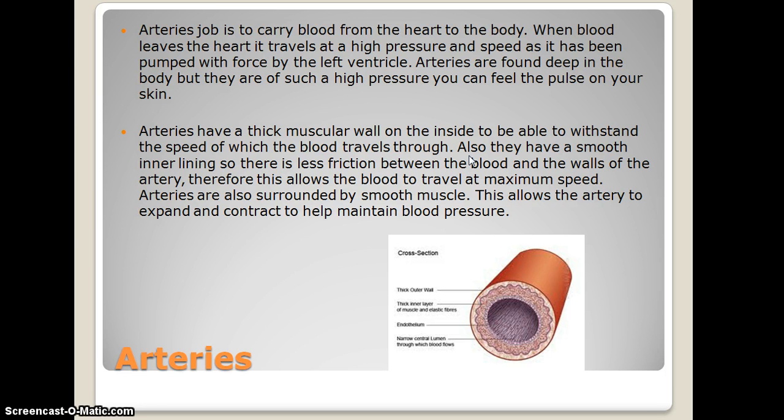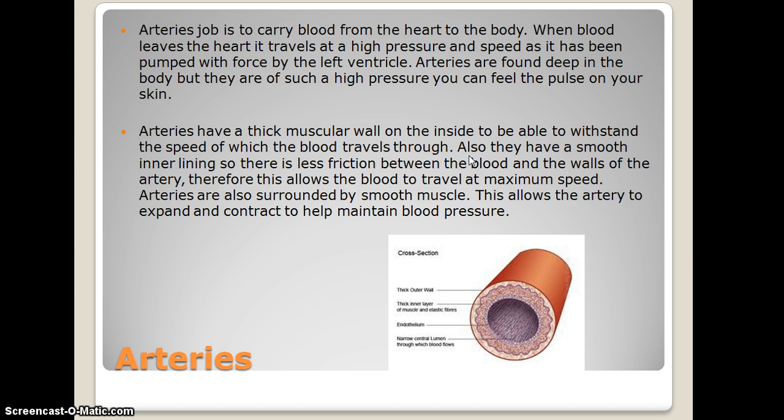The structure of an artery consists of a thick muscular wall in order to withstand the speed at which the blood travels. They have a smooth inner lining, so there's less friction from the blood on the walls, which therefore allows the blood to travel a lot faster to the working muscles and then supply the working muscles with oxygen.